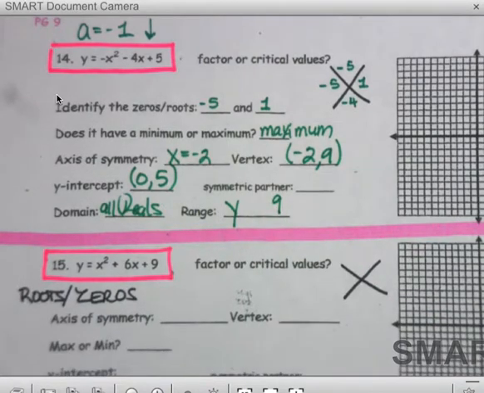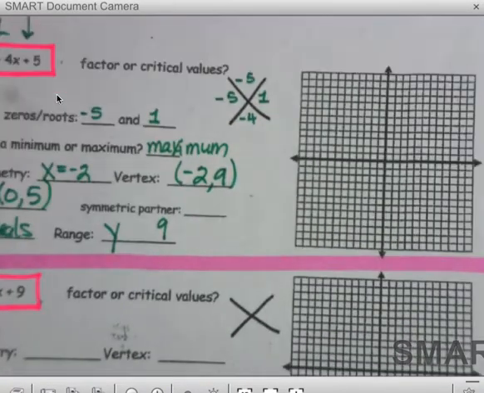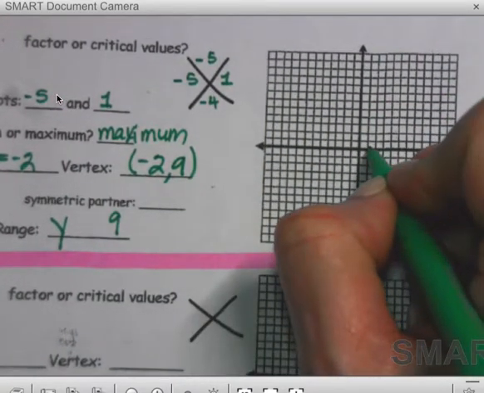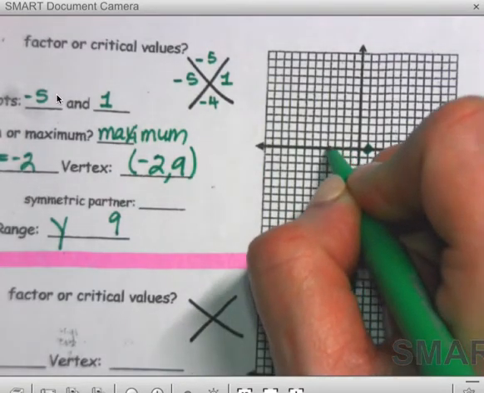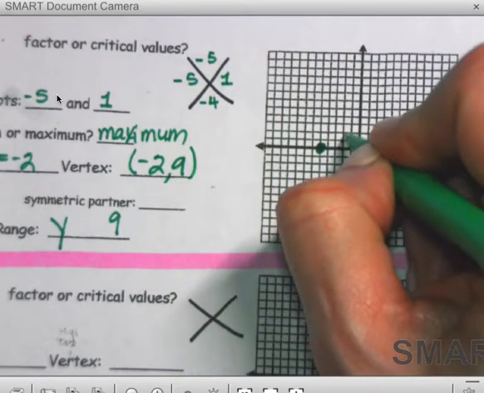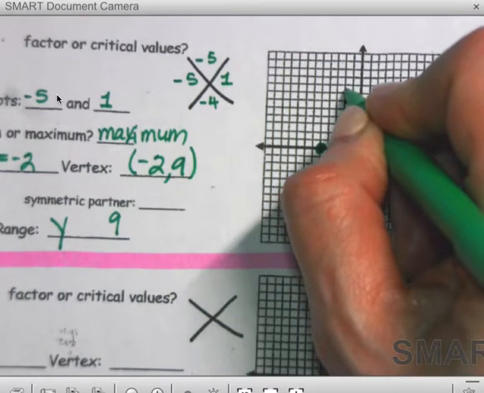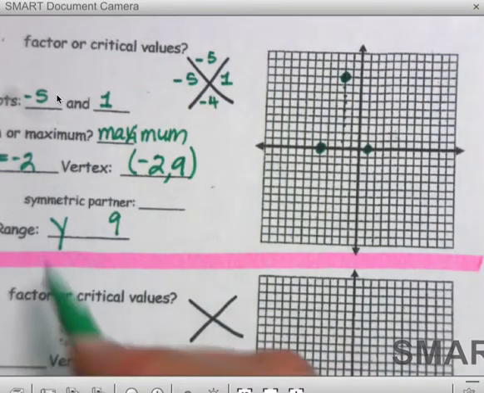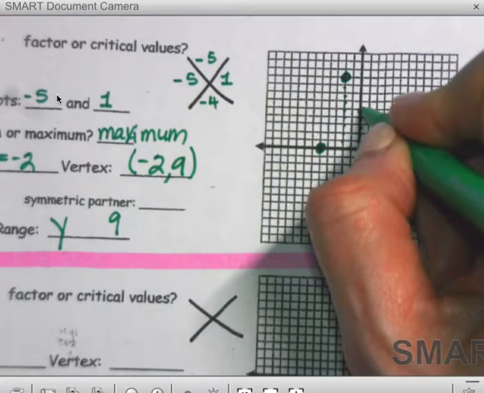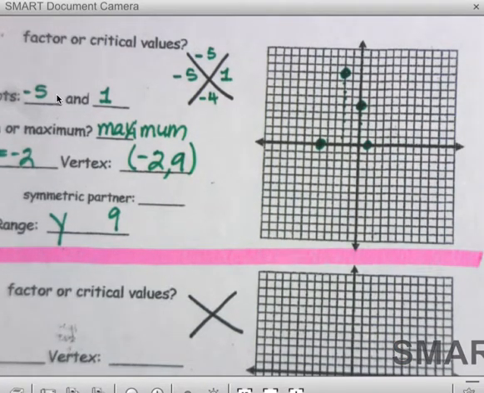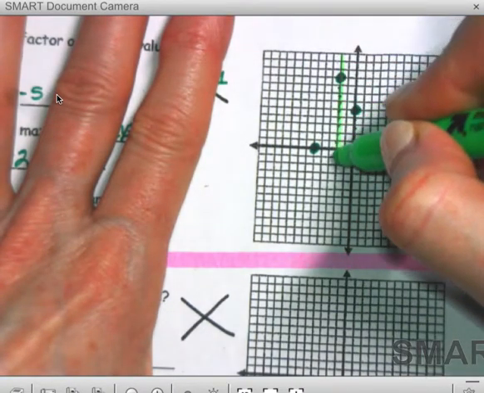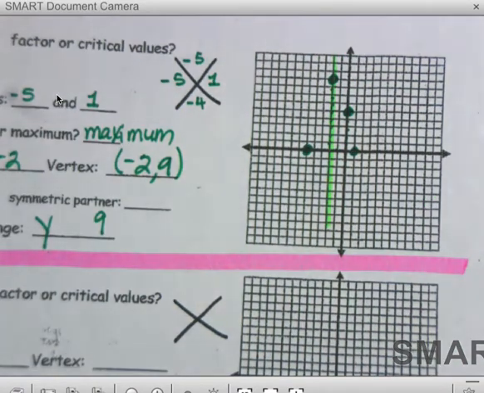So I'm going to go ahead and plot my roots first, and I'll make the graph a little bit larger. So I'm going to plot -5 and +1. So here's +1, and here's -5. My vertex is -2, +9. And I'm going to cross the y-axis at +5. So let me sketch in the axis of symmetry. It's just the vertical line that puts the shape into 2 equal halves.